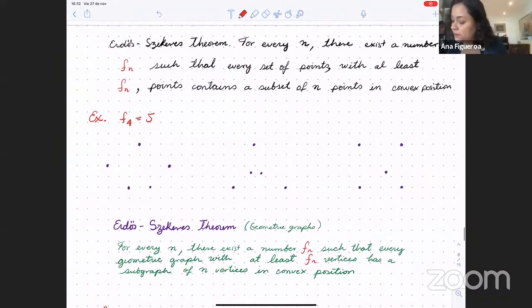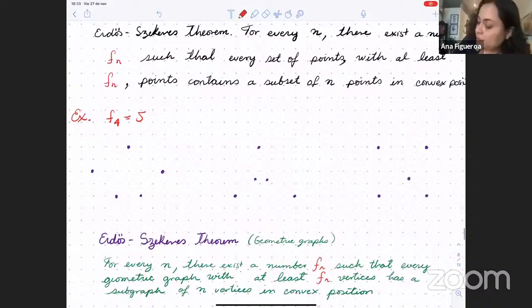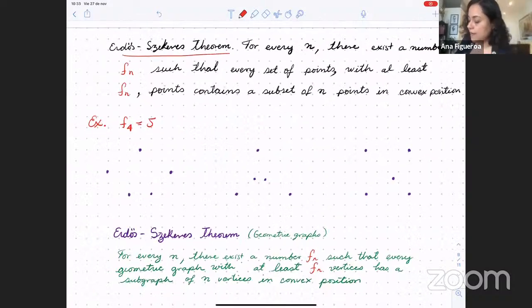Now I have to tell you about the Erdős–Szekeres theorem. For every n, there exists maybe a huge number f(n) of points, such that if you have this large number of points, f(n) points, then you will have at least n of these points in convex position. This is a very beautiful theory. Here I have an example.